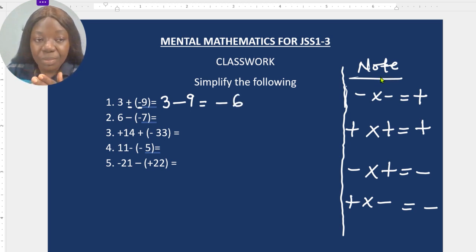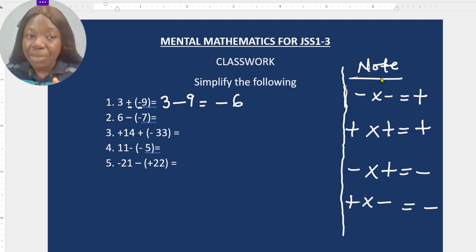You know, when you were growing in the lower primary, you were told that 3 minus 9 is impossible, but you're going to get a negative answer, okay?